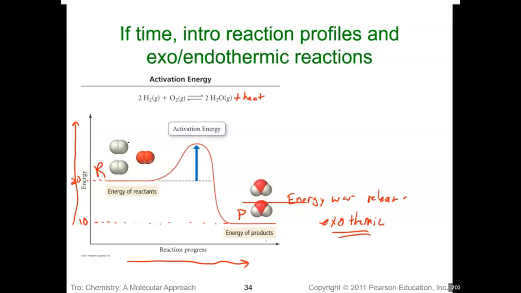In order for this reaction to occur, 2 hydrogens have to hit 1 oxygen molecule in the correct orientation with the correct amount of energy to make 2 water molecules. So it's going to take this right here. This is our activation energy. This is the energy it takes to make sure that we've got our right orientation and our right energy. Every reaction has this. The smaller this is, the faster the reaction is.